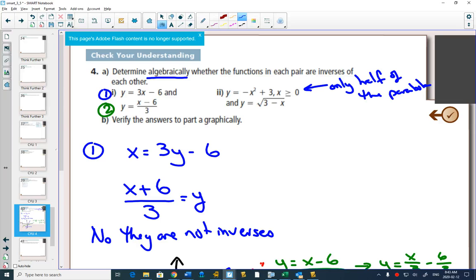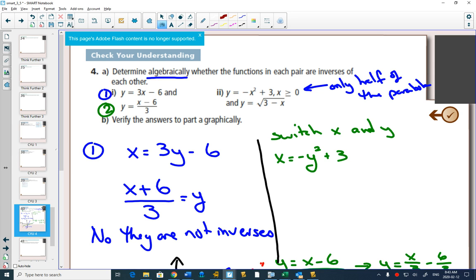So if we wanted to do this algebraically, when you switch x and y, I would get x equals negative y squared plus 3. And now when I switch them, because I used to have x is bigger than or equal to 0, now I only consider this when y is bigger than or equal to 0. Because not only do the x and the y switch in the equation, they switch everywhere. Okay? And so if I was solving this, well, I could subtract 3 on both sides.